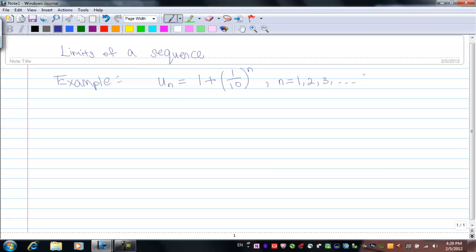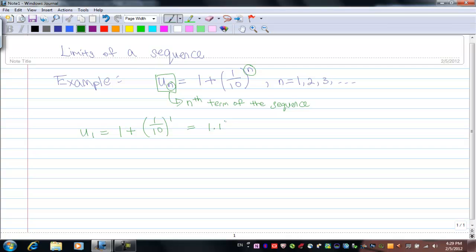Now, before I can begin this discussion, and for you to have a complete understanding of this chapter, I need to ensure that everybody is very clear on what this un means. This n means that this is the nth term of the sequence, which means that my first term will be u1. If I were to substitute in, u1 is going to be 1 plus, now since I'm taking u1, my n over here must take on a value of 1. So 1 over 10 to the power of 1. So this is going to be 1.1.